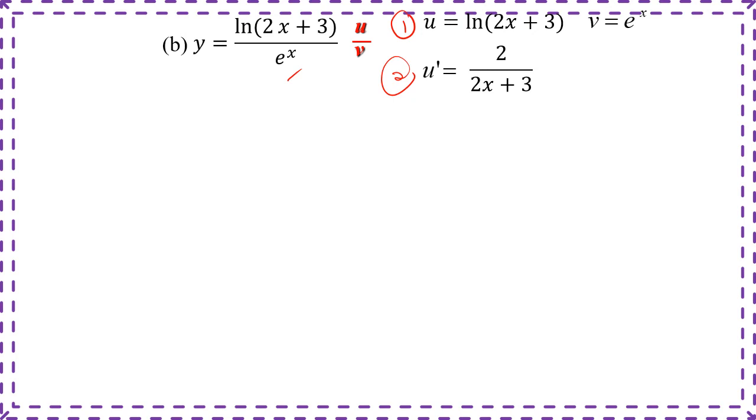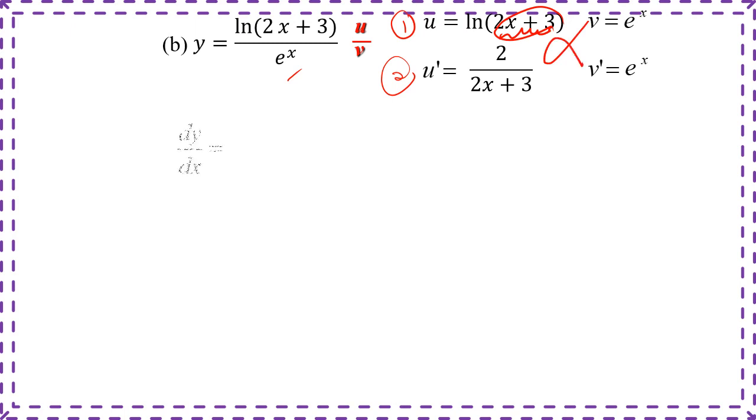This is in the form of natural log f(x). So it will be 1 over 2x plus 3, and then multiply with the derivative of it, which is, differentiate 2x plus 3, will be 2. That's why the answer is equal to 2 over 2x plus 3. And then v prime is the differentiation of e to the power of x, directly equal to e to the power of x. And now what you need to do is to apply the cross formula.